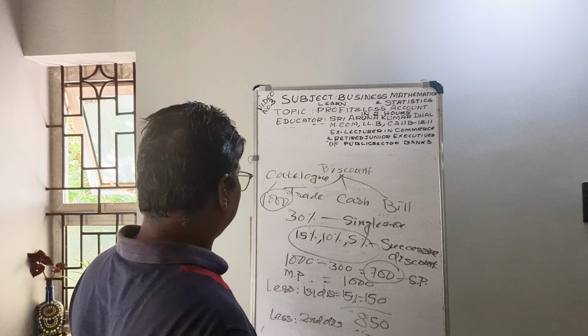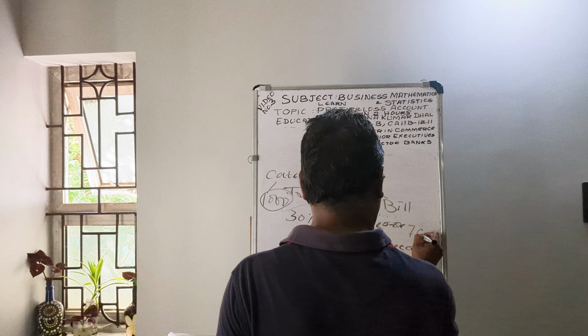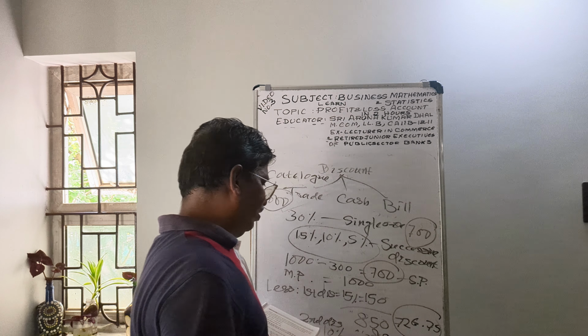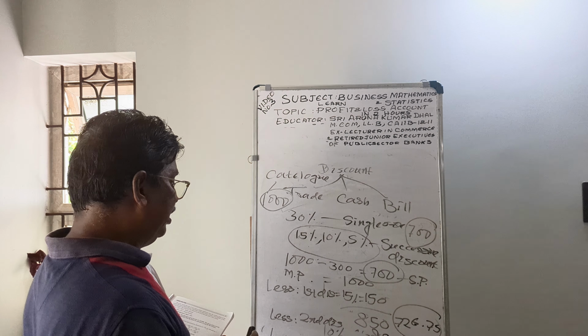So this is 765, less third discount. Third discount is 5%, that is 765 divided by 20, 38.25. So the sales price of the article will be 726.75, whereas in single discount you are getting it at 700. So 26.75 is the gain.